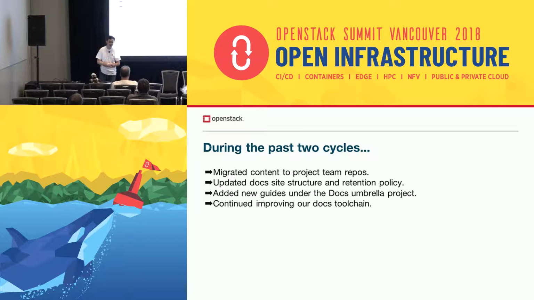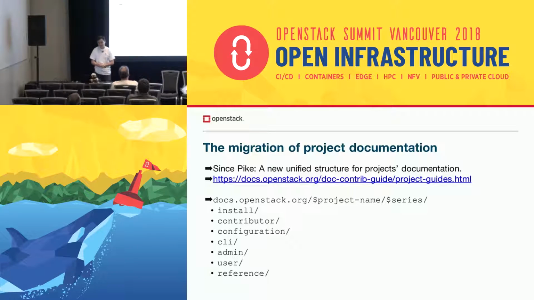The documentation team still works very hard to improve the documentation toolchain, which might be very useful for all the documentation in OpenStack. The first one I would like to mention is that since the Pike cycle, the documentation team has tried to persuade project team repositories, for example, how to write documents well, or which kind of structure might be useful for all the documents in project repositories. So this is the current structure of how the documents are published.